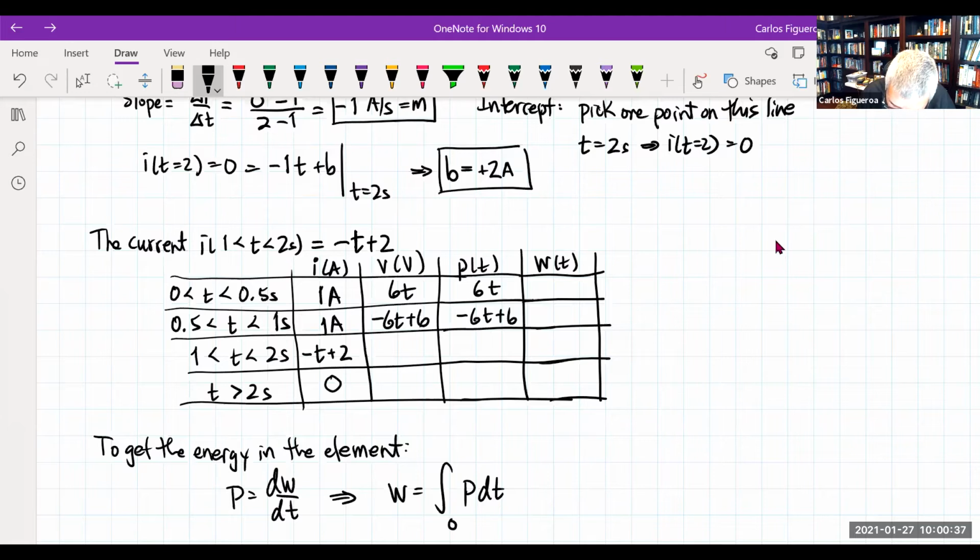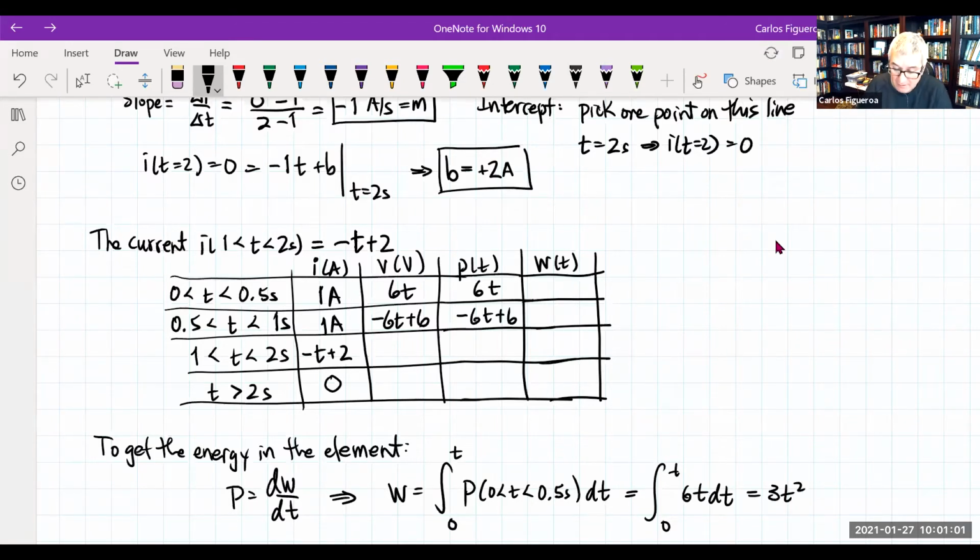So if I'm going between 0 and t, let me be careful here, where the power function is between half a second, then for this one I'm really integrating from 0 to t of 6t dt. And of course, that's a fairly straightforward integral, which gives me 3t squared. So then I could come in here and write 3t squared. So that's roughly how you do that problem.